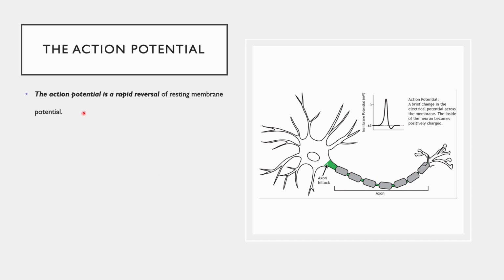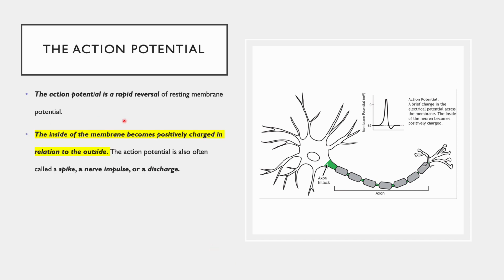Essentially, the action potential is a rapid reversal of the resting membrane potential. Remember that the typical neuron has an average resting membrane potential of about -65 to -70 millivolts. Thus, the action potential is a rapid reversal of this, meaning the cell becomes more depolarized, or more positive inside of the neuron relative to the outside. So the inside of the membrane becomes depolarized, which causes this nerve impulse.